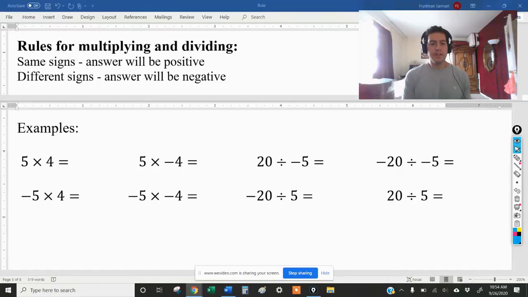Hi everybody. In this video, we're going to talk about the rules for multiplying and dividing. And these are pretty simple actually.